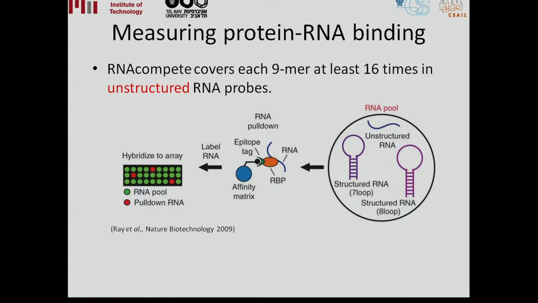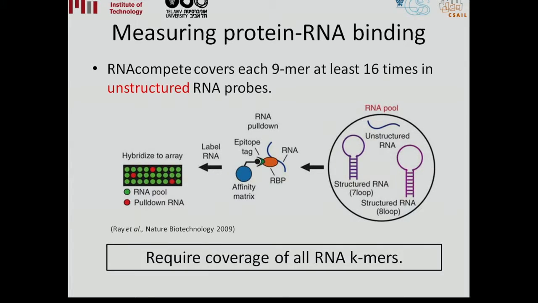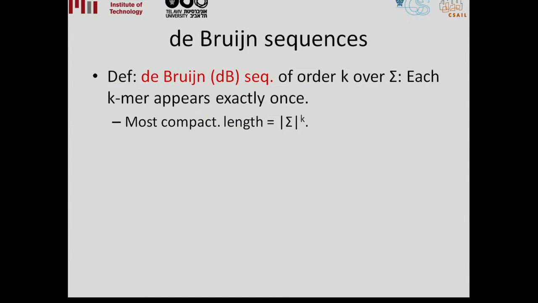Similarly, when measuring protein-RNA binding, RNAcompete, for example, covers all possible 9-mers multiple times in unstructured RNA probes, namely those that don't form secondary structures. And again, to evaluate this set of probes requires coverage of all RNA k-mers. So here, of course, the problem is single-stranded.